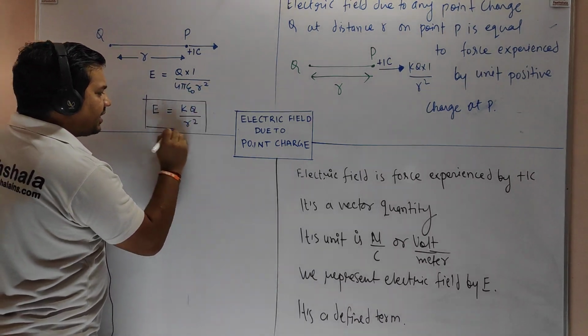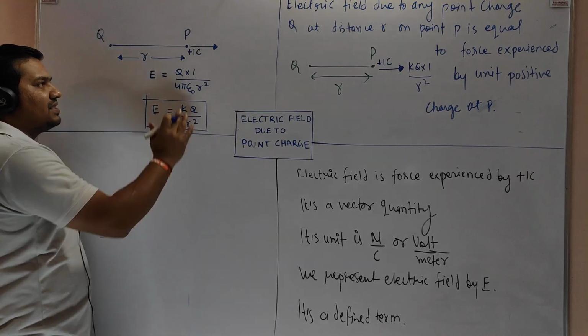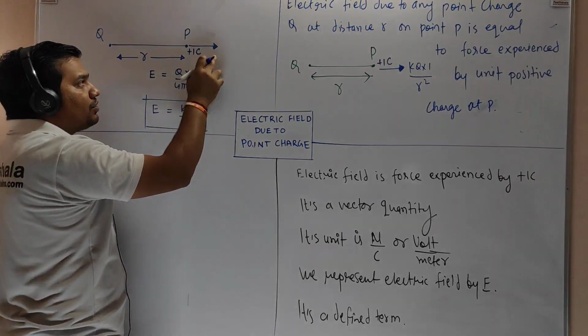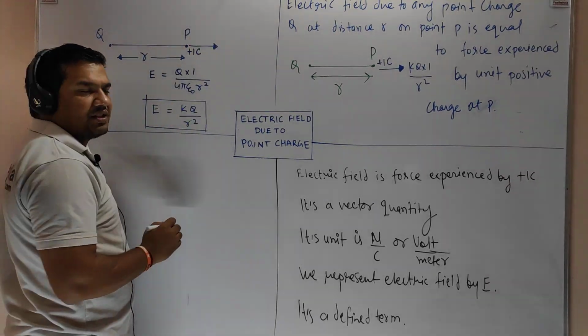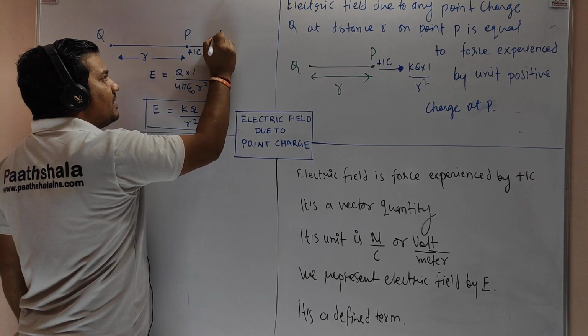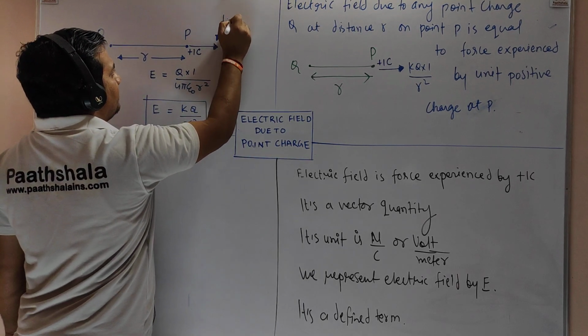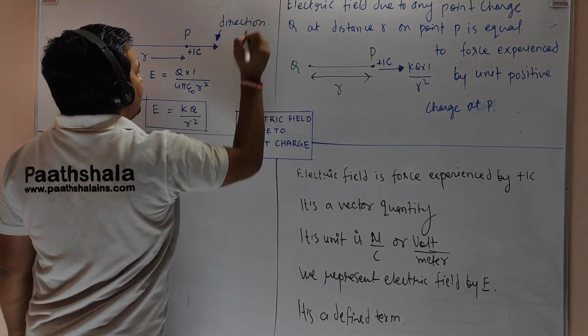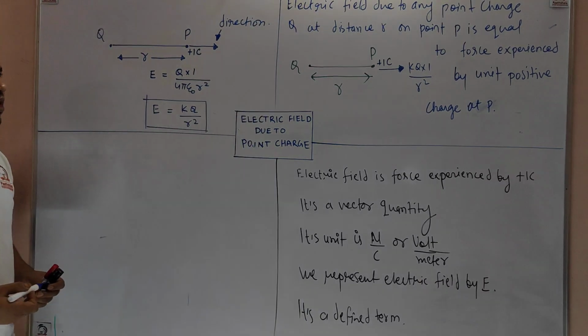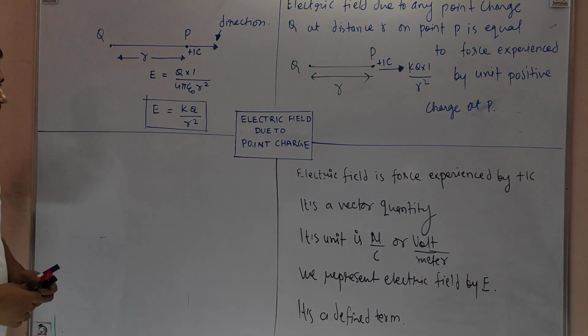So what is electric field? KQ by square of distance, and its direction will be equal to the force on unit positive charge. This arrow represents direction. Okay, so this is electric field due to a point charge. Always remember it's a vector quantity.